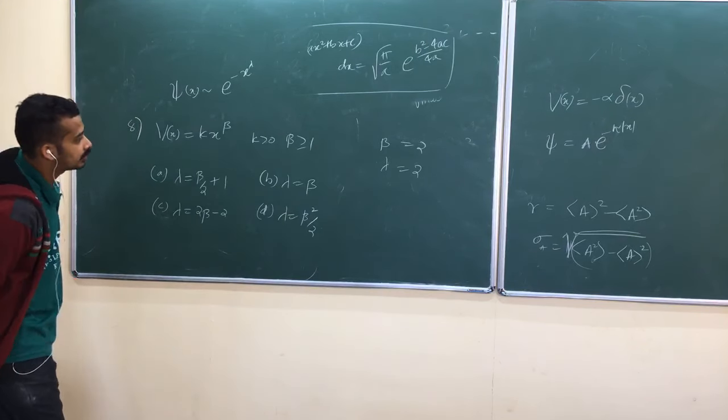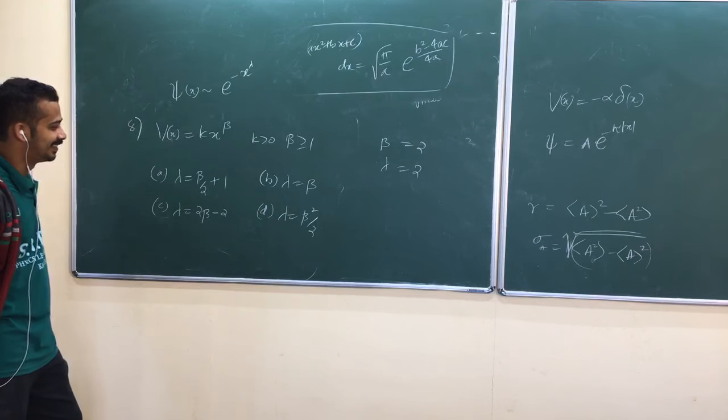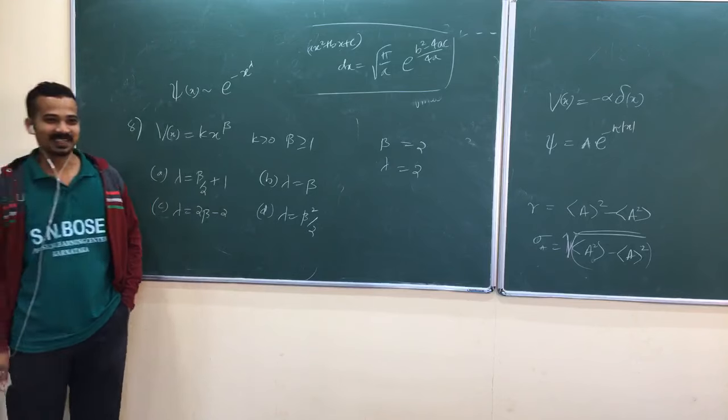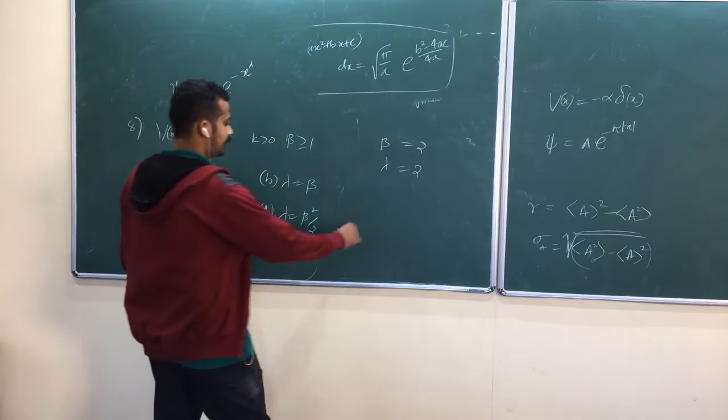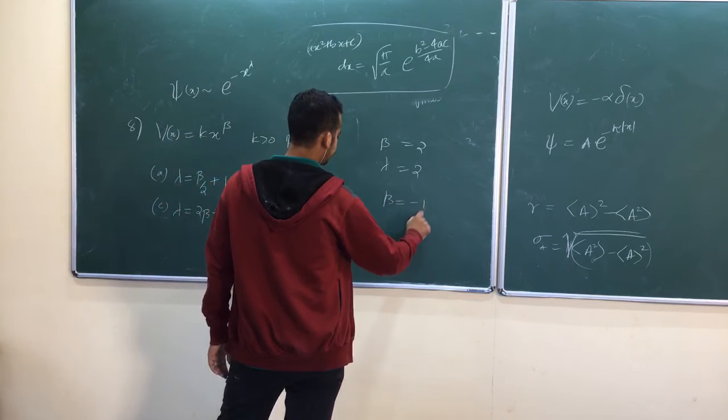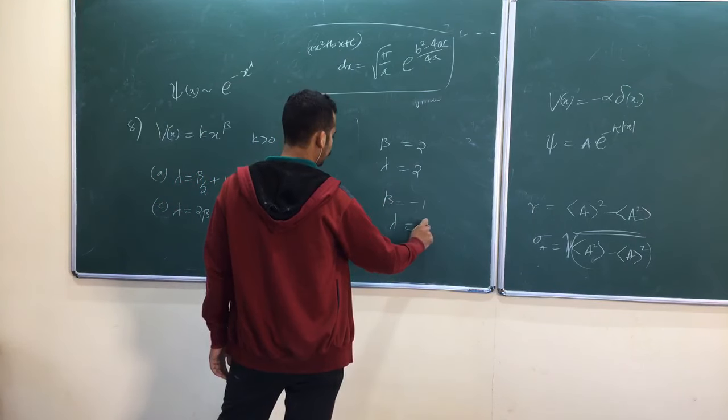Now look here. When beta is equal to 2, lambda should be 2 in all options. Where will it not happen? Here it will not happen. When beta equals lambda in all options. Yeah, he is very careful on that one. What I think is I can apply, if beta is equal to -1, lambda is equal to 1.